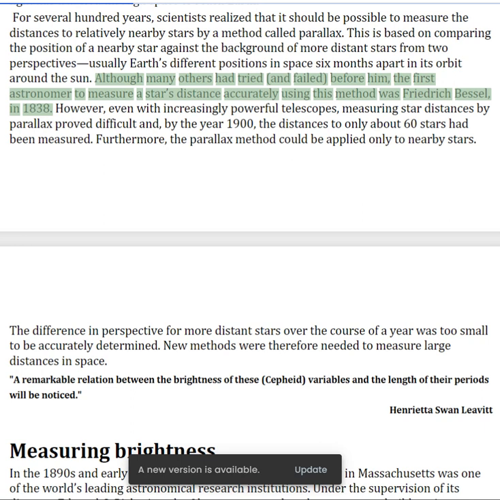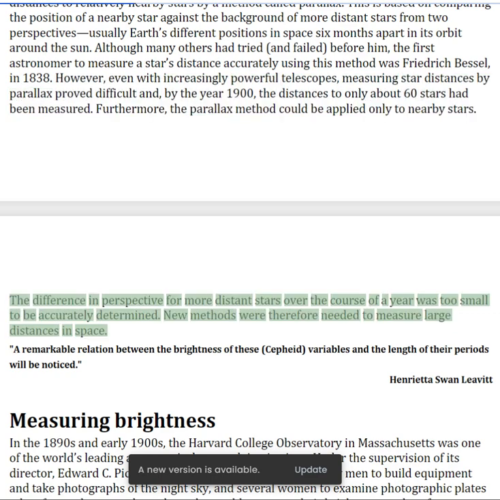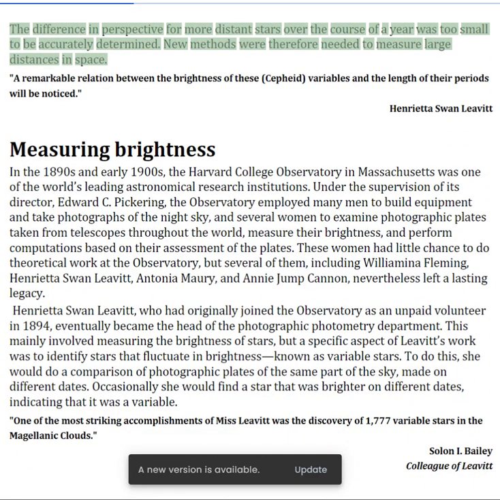Friedrich Bessel, in 1838. However, even with increasingly powerful telescopes, measuring star distances by parallax proved difficult and, by the year 1900, the distances to only about 60 stars had been measured. Furthermore, the parallax method could be applied only to nearby stars. The difference in perspective for more distant stars over the course of a year was too small to be accurately determined. New methods were therefore needed to measure large distances in space.